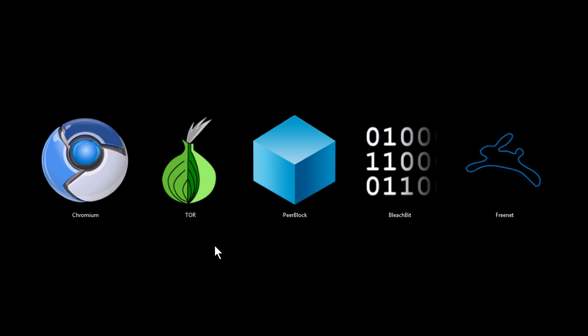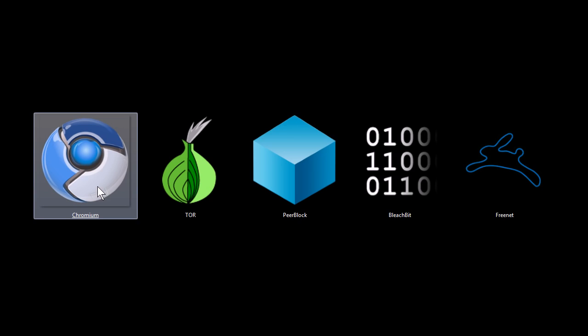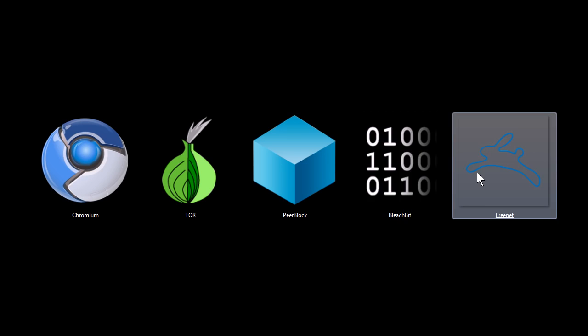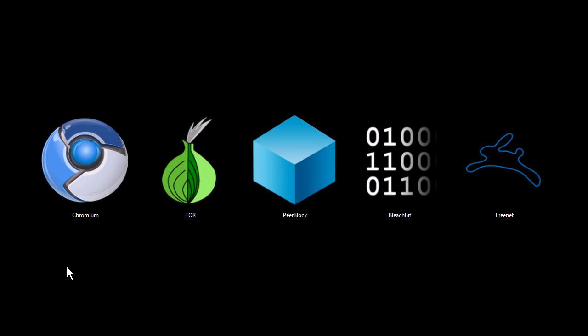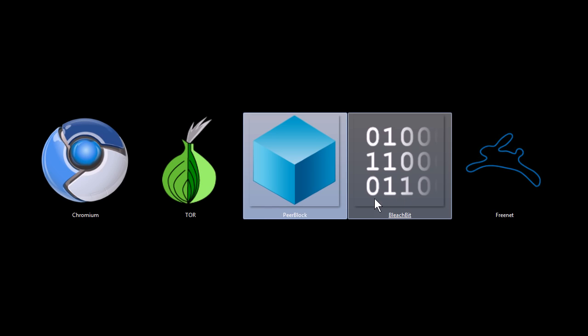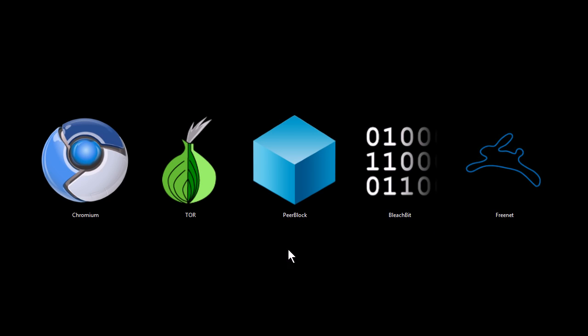In this video, I'm going to be quickly going over 5 programs that are great tools for protecting your privacy and providing anonymity while browsing the internet. These programs are Chromium, the Tor browser bundle, PeerBlock, BleachBit, and Freenet. Now, all of these programs are completely free to download and use. They're all open source software, and PeerBlock is a Windows-only program, BleachBit is a Windows and Linux program, and the rest of them work on Windows, Linux, and Macintosh.